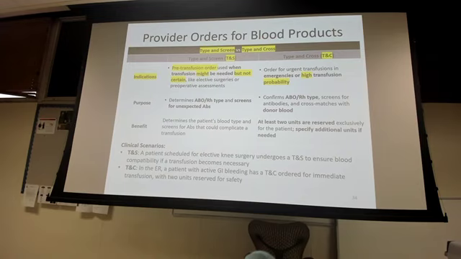All right, so type and screen. Type and screen is a pre-transfusion order. Okay, it's used when transfusions might not be needed, but it is certain, and sometimes it's used in elective surgeries or pre-op assessments. So this will determine your ABO-RH and screens for unexpected antibodies. Okay, your type and cross. These are for your more urgent transfusions. This is used in emergencies or for high transfusion probability. A type and cross will confirm an ABO-RH, screen for antibodies, and do a cross match with the donor blood. Okay, so you will see this again on the test.